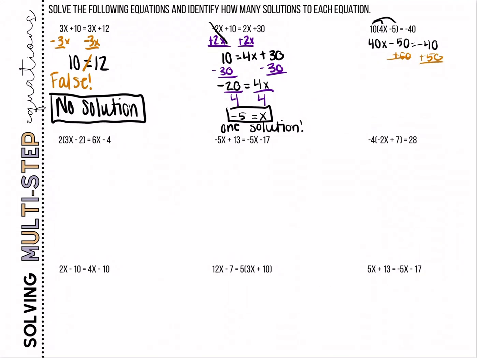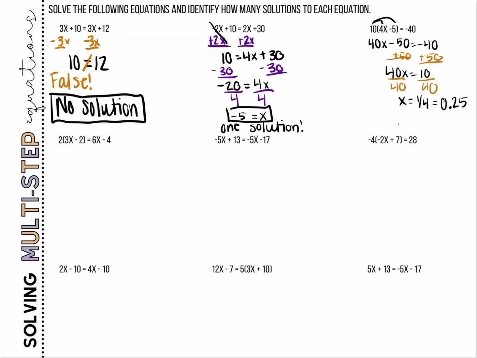So I have 40x equals negative 40 plus 50, which is positive 10. Then I'm going to divide by 40. And so x equals 1/4, or if you wrote it as a decimal, it's 0.25.